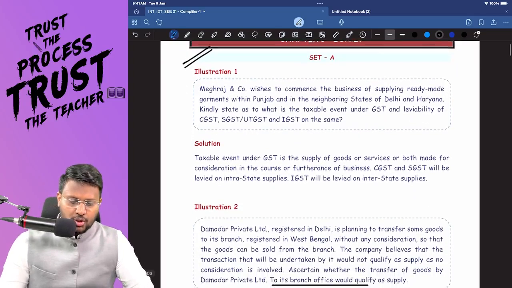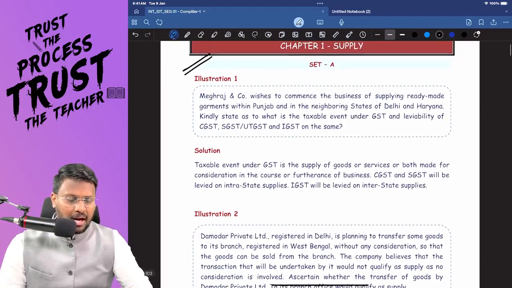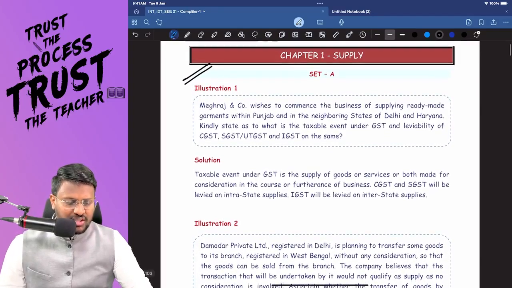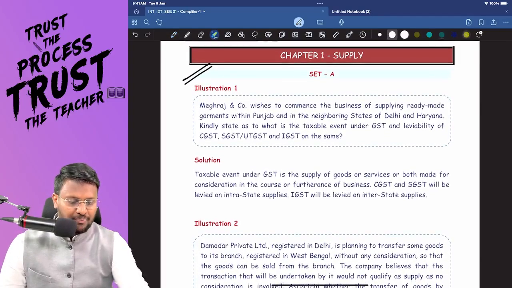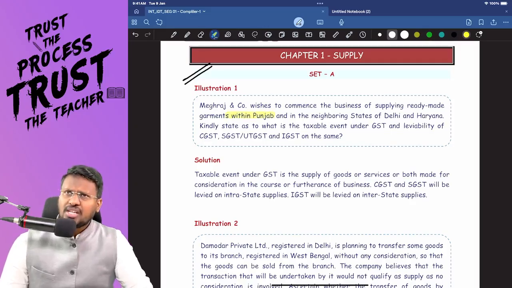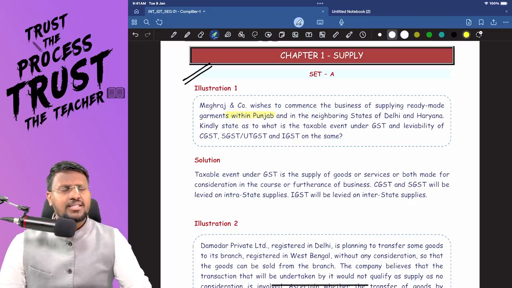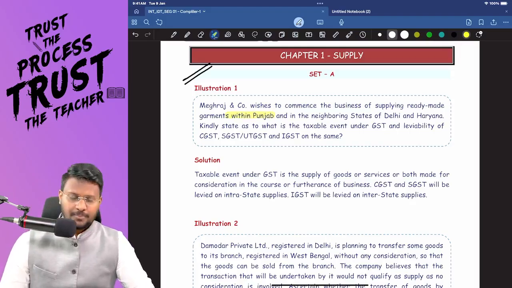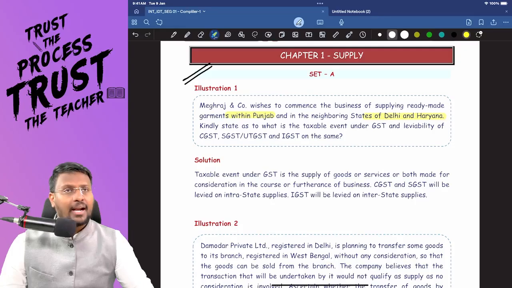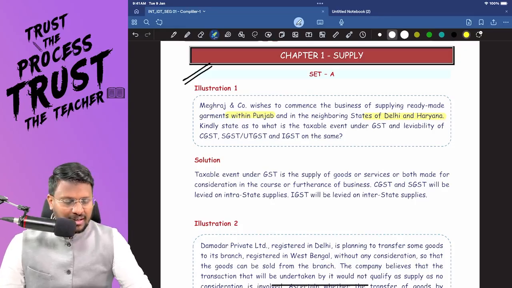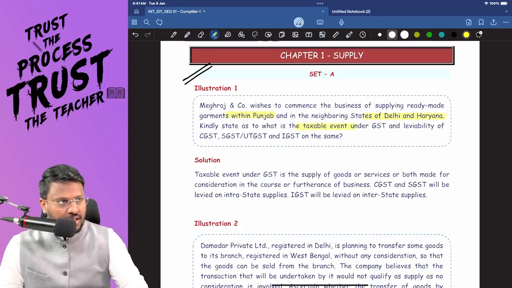I am starting with illustration number 1. Sir, Meghraj and Co. wishes to commence the business of supplying ready-made garments within Punjab. Within Punjab in the sense means it's an intra-state supply or interstate supply. And neighboring states of Delhi and Haryana also. That means it is what state supply? Kindly state as to what is the taxable event under GST.